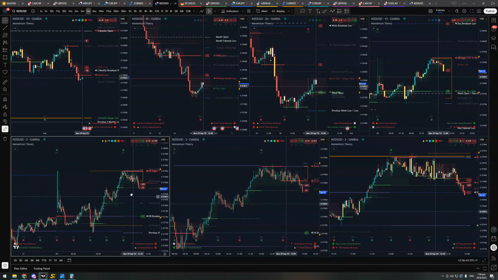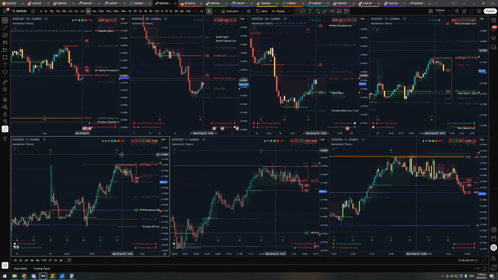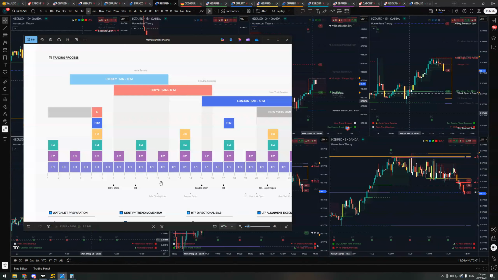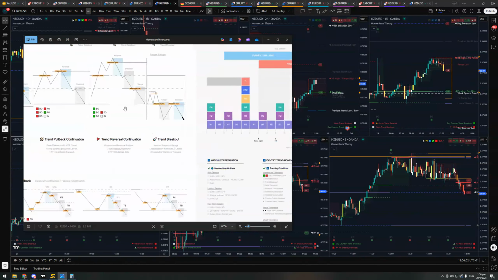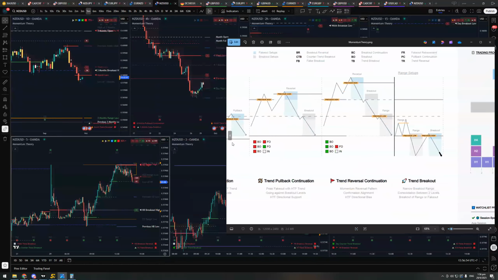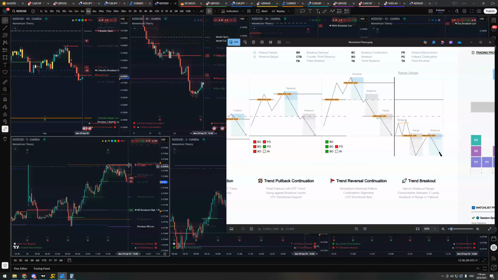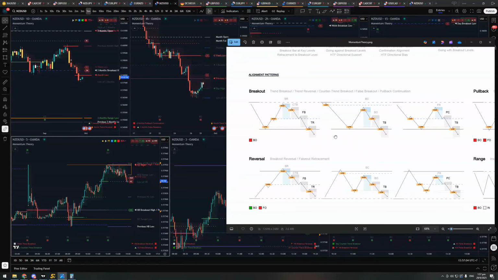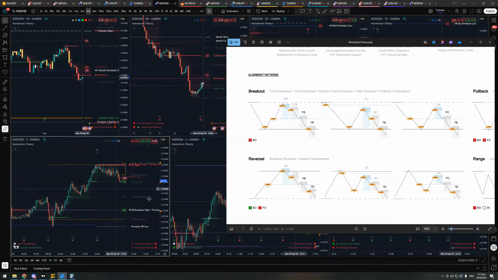And on the M5, I'm looking at a trend reversal. So we have a bullish breakout with a bearish trend. And at this point, once it triggers that momentum time frame as well as the setup time frame, I'm looking for a reversal alignment pattern. So reversal alignment, I'm looking for a breakout, reversal, continuation, or pullback. And right now I can see we have a reversal pattern.